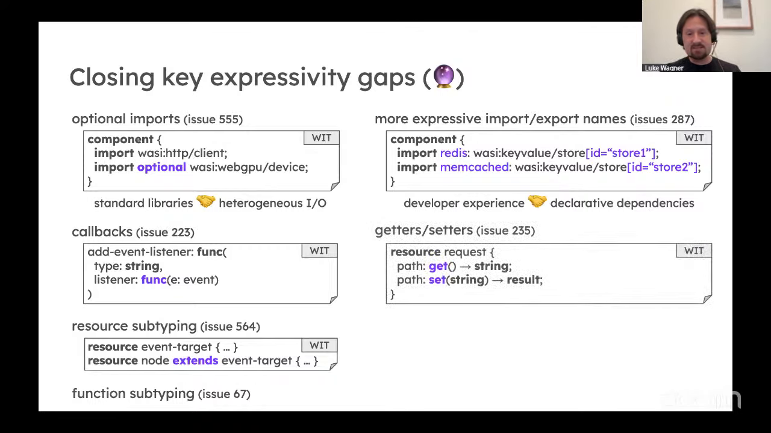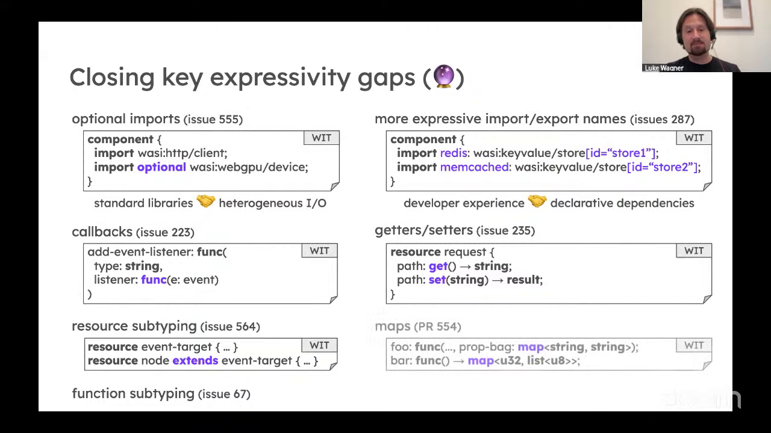Next, getters and setters would allow more idiomatic WIT bindings in many languages. And like constructors and methods, which we already have, getters and setters would just be syntactic sugar for regular functions with special names that the binding generators can recognize. And a map type would allow WIT bindings to produce and consume idiomatic objects, dictionaries, and associative arrays. And indeed, Yortis Prieto is already working on them, so thanks, Yortis.